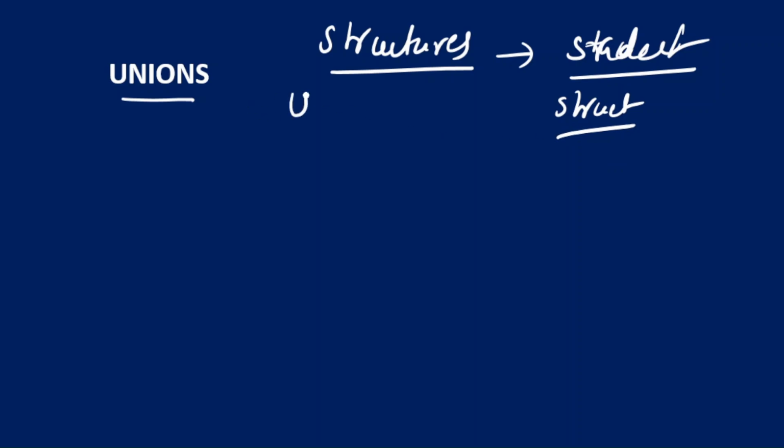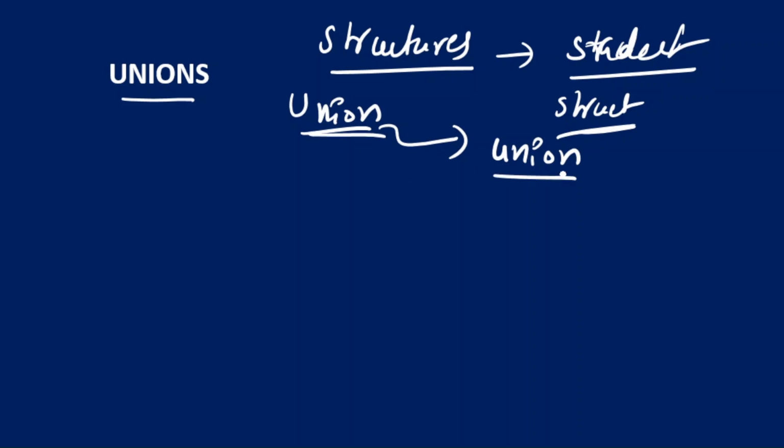Now, what do you mean by a union? Similar to a structure, a union is also a user-defined data type that is created using the keyword union. The similarity is the same. Structure is also a user-defined data type which stores more than one element of different type. Union is also a user-defined data type that can store more than one element of different type. But the keyword for the structure is struct, and the keyword for the union is union. Up to this, it is the same. But what is the difference?